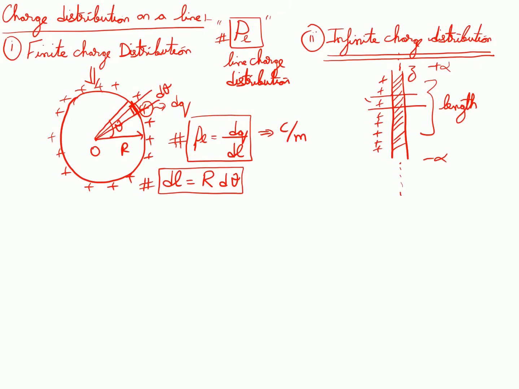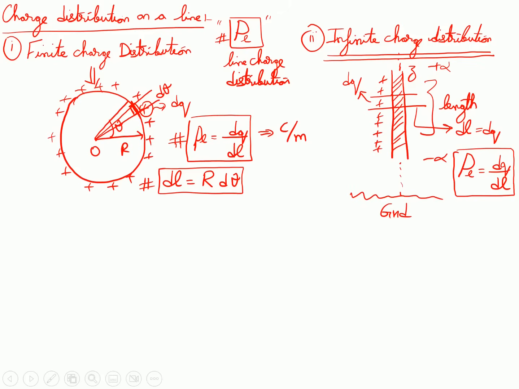So when we are going to do the analysis, we are again going to select a small portion of the charge. In this scenario, the charge will be dq, and we know that the length of this line where the small portion is selected is going to be dL, which carries the same differential charge dq. So the equation for the line charge density remains the same: it is the ratio of the charge per unit length. This is the line charge distribution for this scenario as well, and this is going to be our reference ground.